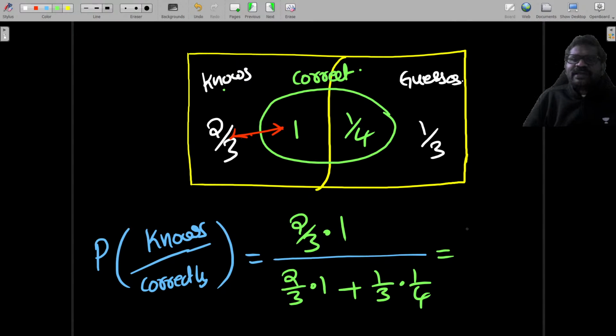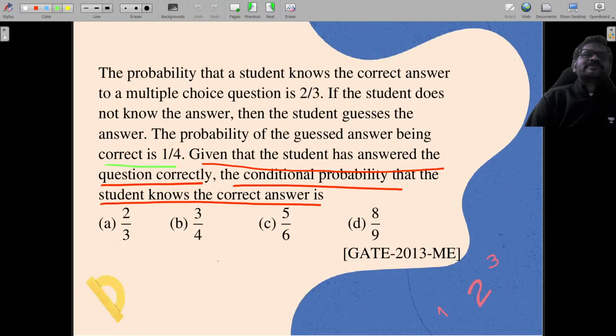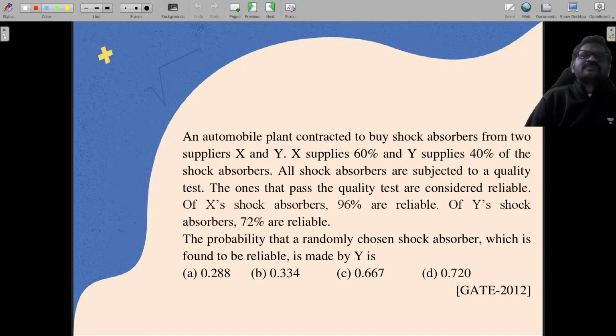By simplifying this, we get 2 by 3, LCM 12: 3 4s are 12, 4 2s are 8, plus 1, 9 by 12. 2 by 3 into 12 by 9, that is 8 by 9. So the correct answer is 8 by 9. Next problem.